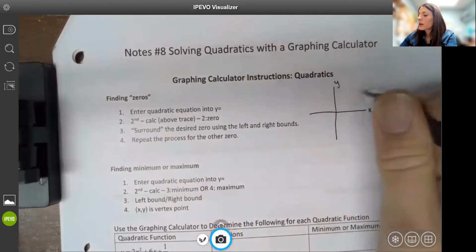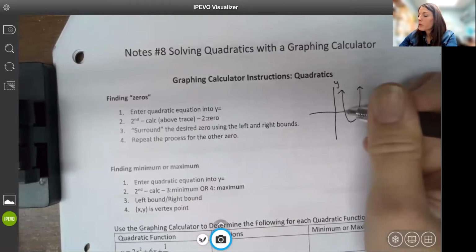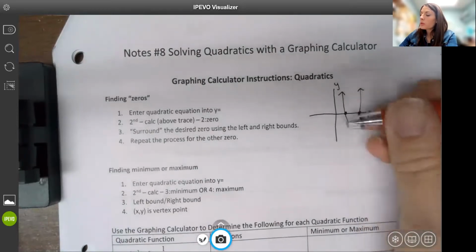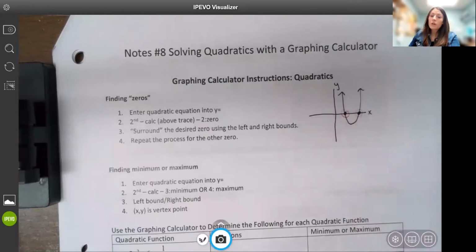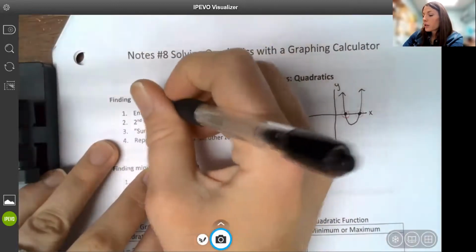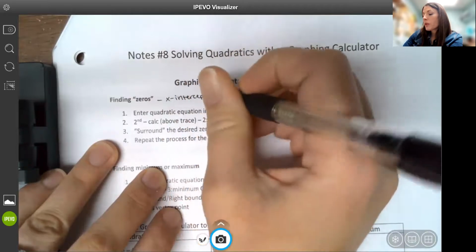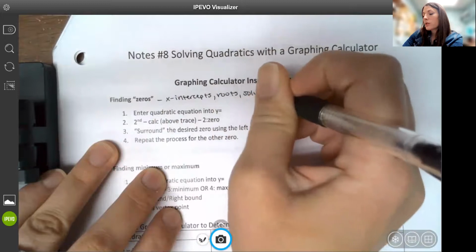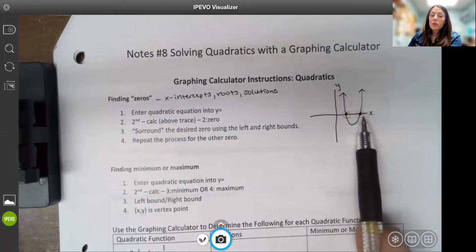So here's my x and y axis. And so our zeros, we know, are those x-intercepts. So our zeros are our x-intercepts or solutions. Sometimes they're called the roots of that quadratic equation. Okay, but it's where it crosses the x-axis. So zeros are the x-intercepts, sometimes called the roots. Sometimes it just says find the solutions too, okay? So that's one thing we're going to work on finding.